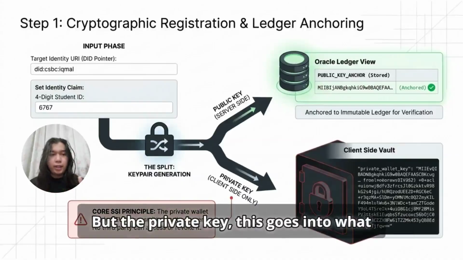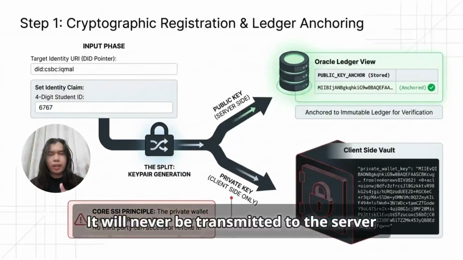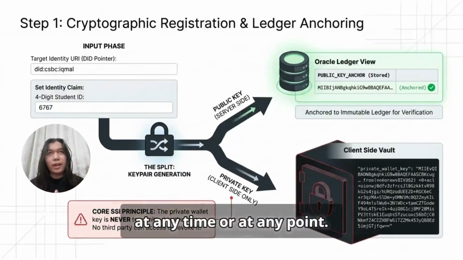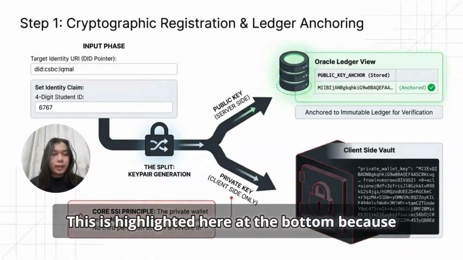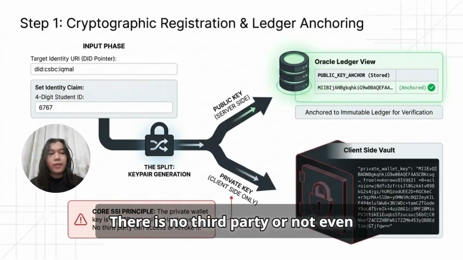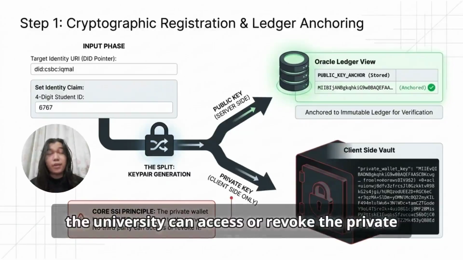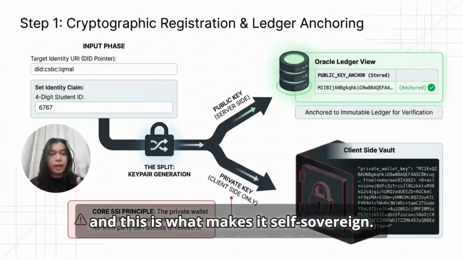But the private key goes into what we call the client side vault, and it will stay there only. It will never be transmitted to the server at any time or at any point. It will stay at the client side only. This is highlighted here at the bottom because it is the core of the SSI principle. There is no third party, not even the university, that can access or revoke the private key itself. The holder or the owner owns it completely, and this is what makes it self-sovereign.